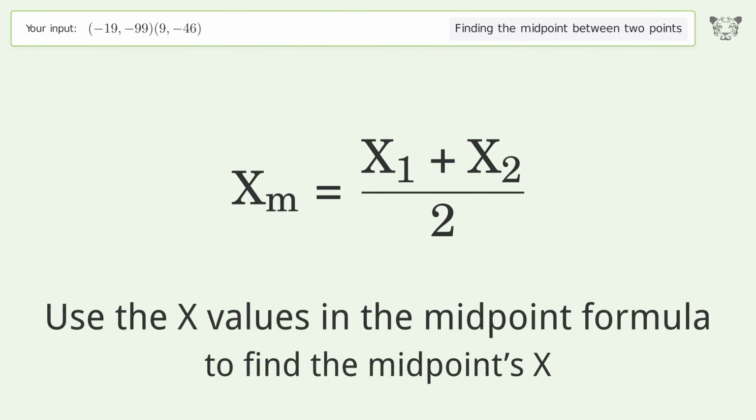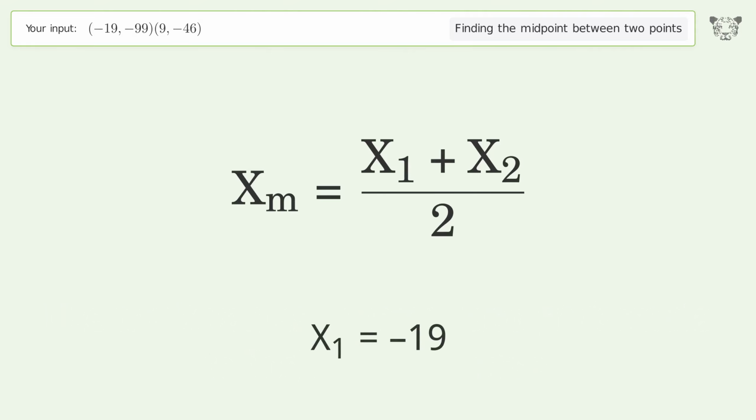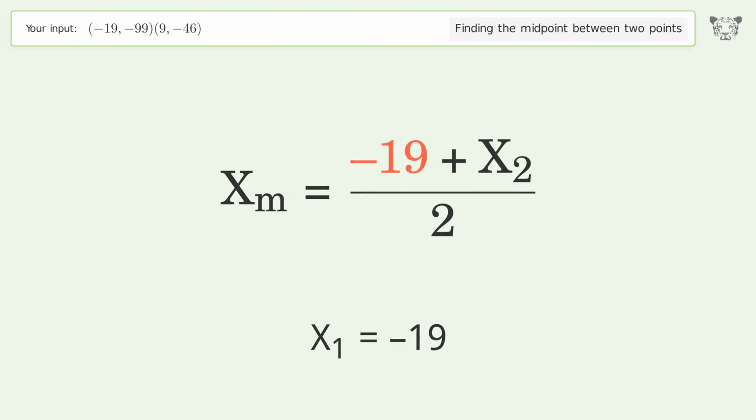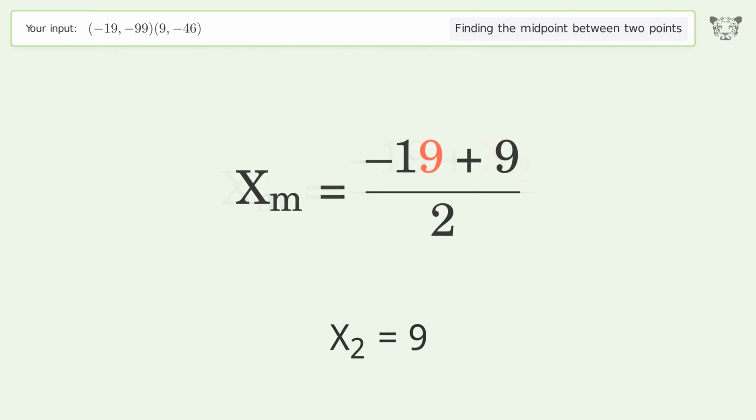Use the x values in the midpoint formula to find the midpoints x. x1 equals -19. x2 equals 9. Simplify the arithmetic.